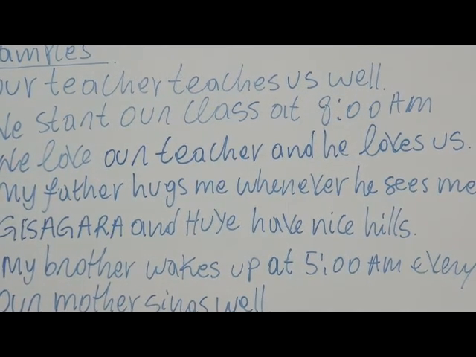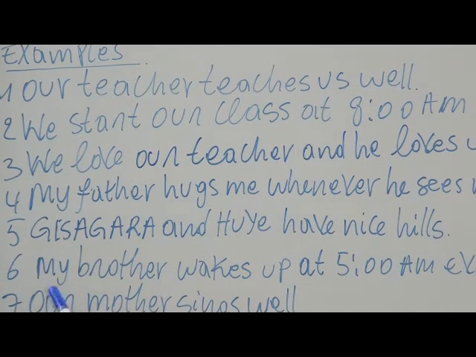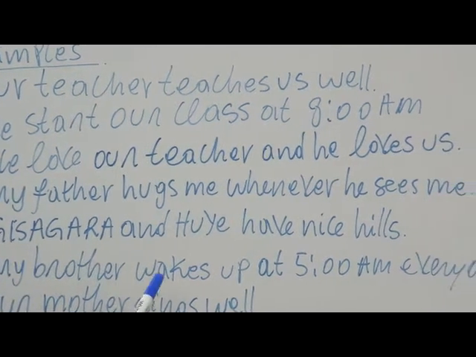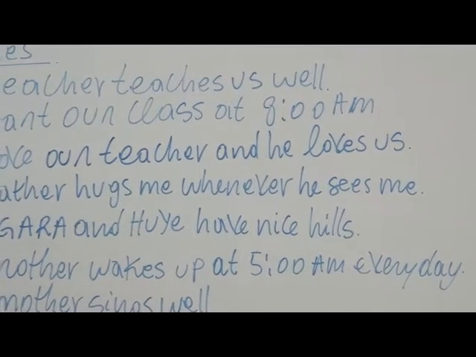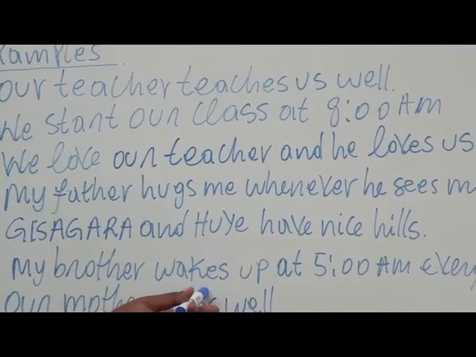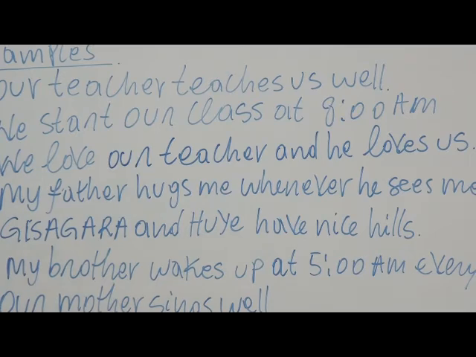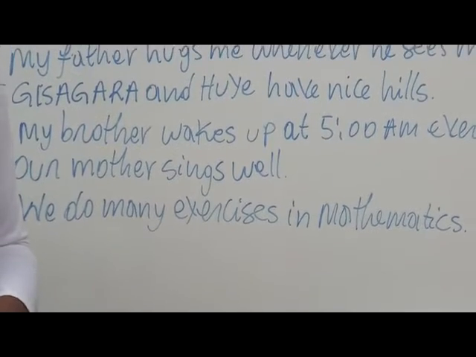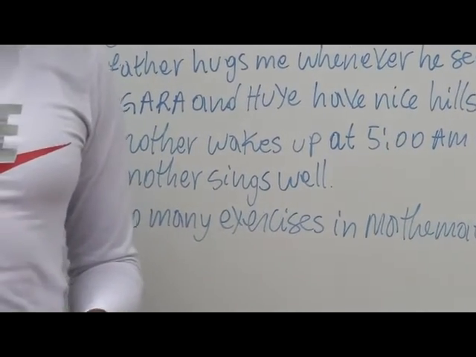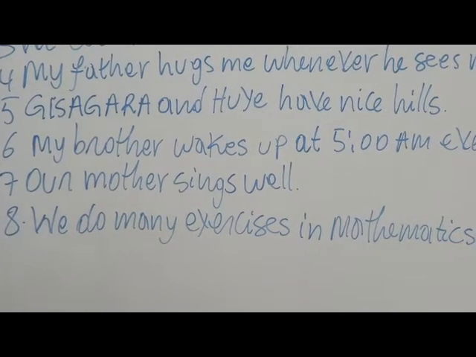Next sentence is, my brother wakes up at 5 a.m. every day. The verb we have is to wake up. It's conjugated in simple present. Example seven: our mother sings well. The verb to sing here has been conjugated in simple present.